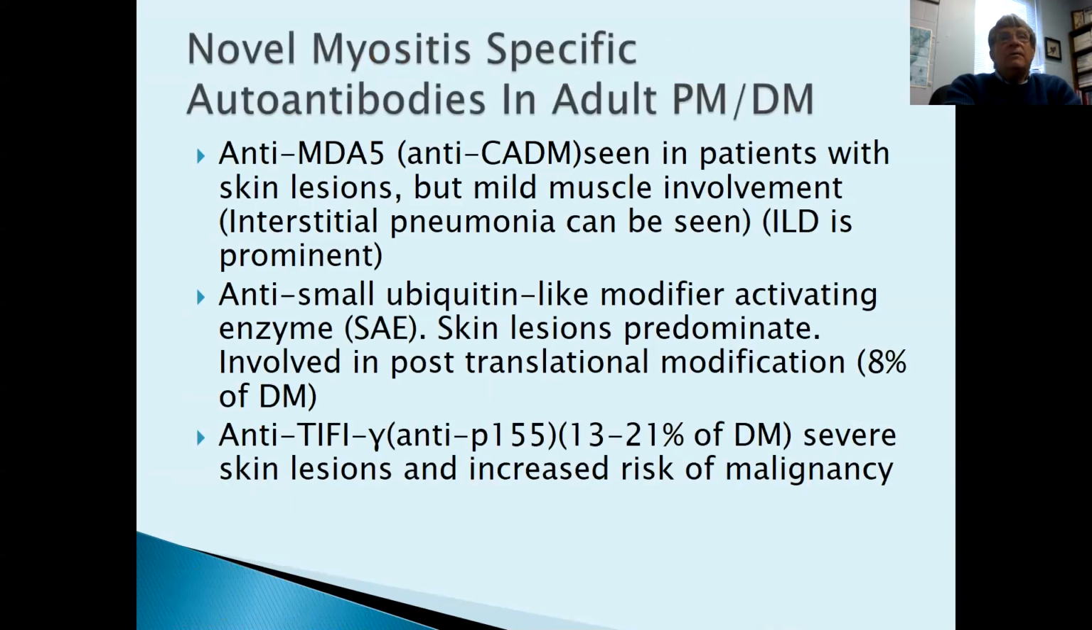There are novel specific autoantibodies in adult polymyositis and dermatomyositis that have been designated over the last couple of years. Anti-MDA5 or anti-CADM140 is seen in patients with skin lesions, but mild muscle involvement. However, interstitial lung disease is prominent, and so again, close follow-up with chest x-rays, pulmonary function tests, and CTs. An antibody to SAE also shows predominantly skin lesions, and anti-TIF1 gamma is associated with severe skin lesions, and in adult patients, there's an increased risk of malignancy with this antibody.